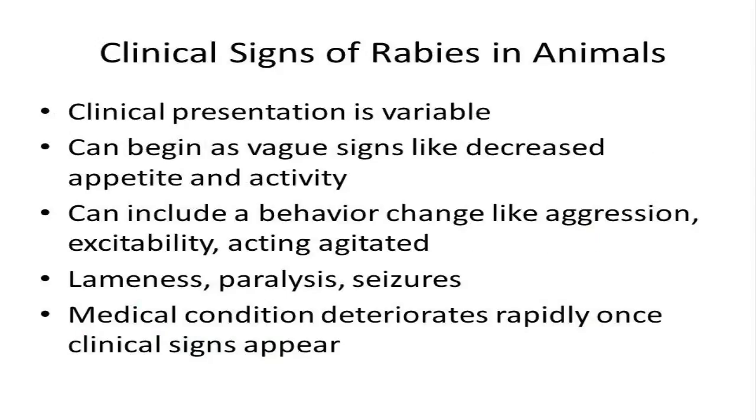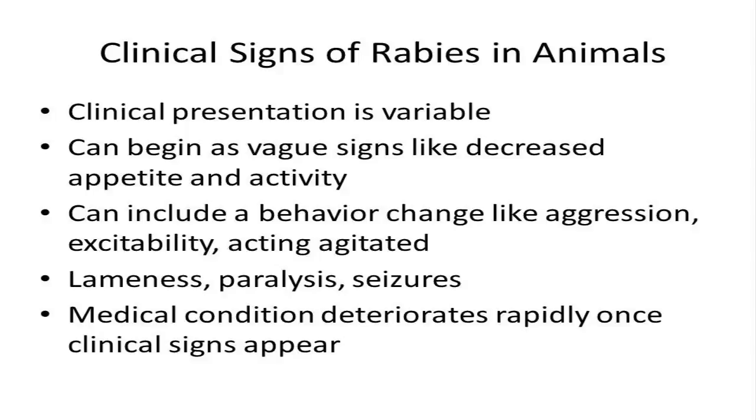Clinical presentation may vary within and among the type of livestock infected. Livestock species and horses may show signs of rabies infection by not eating and being less active. Often animals with rabies will have behavior changes like becoming aggressive or excitable. Clinical signs of rabies can also include signs that would indicate something may be wrong with the animal's nervous system, and these can include lameness, paralysis, and seizures.